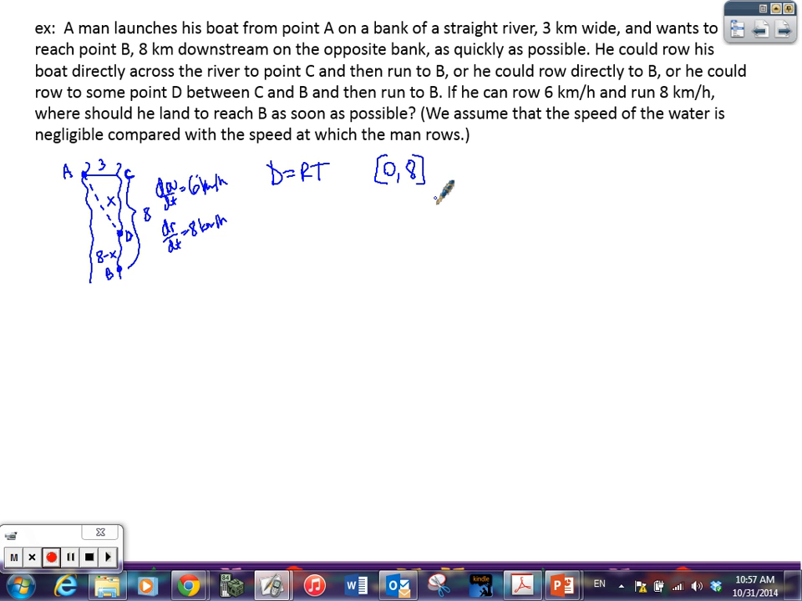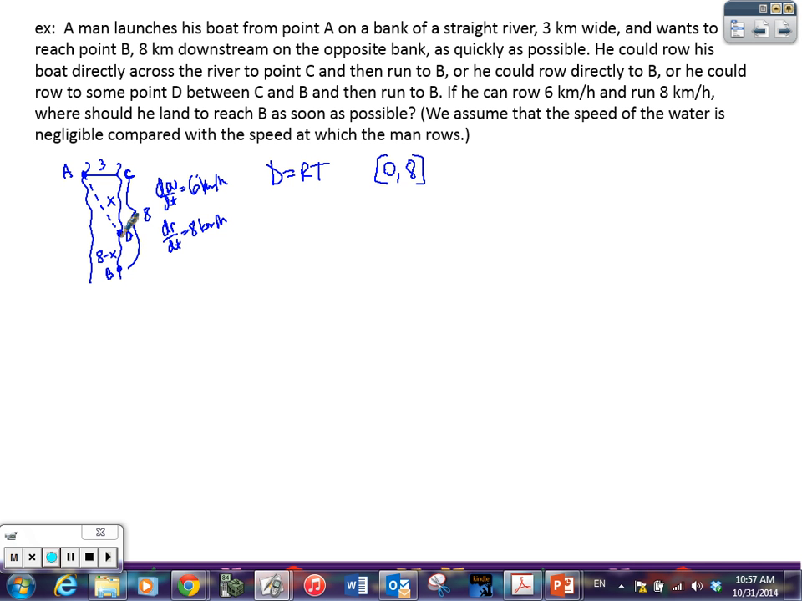So hopefully you can see that we are setting up to do a candidates test. We're going to have to check the endpoints, which are the two extreme things that could happen, rowing straight across and running the whole way, or rowing the whole way. But we also have to come up with an equation that will help us find critical numbers for this middle scenario where he rows to somewhere between C and B. Okay, with me?